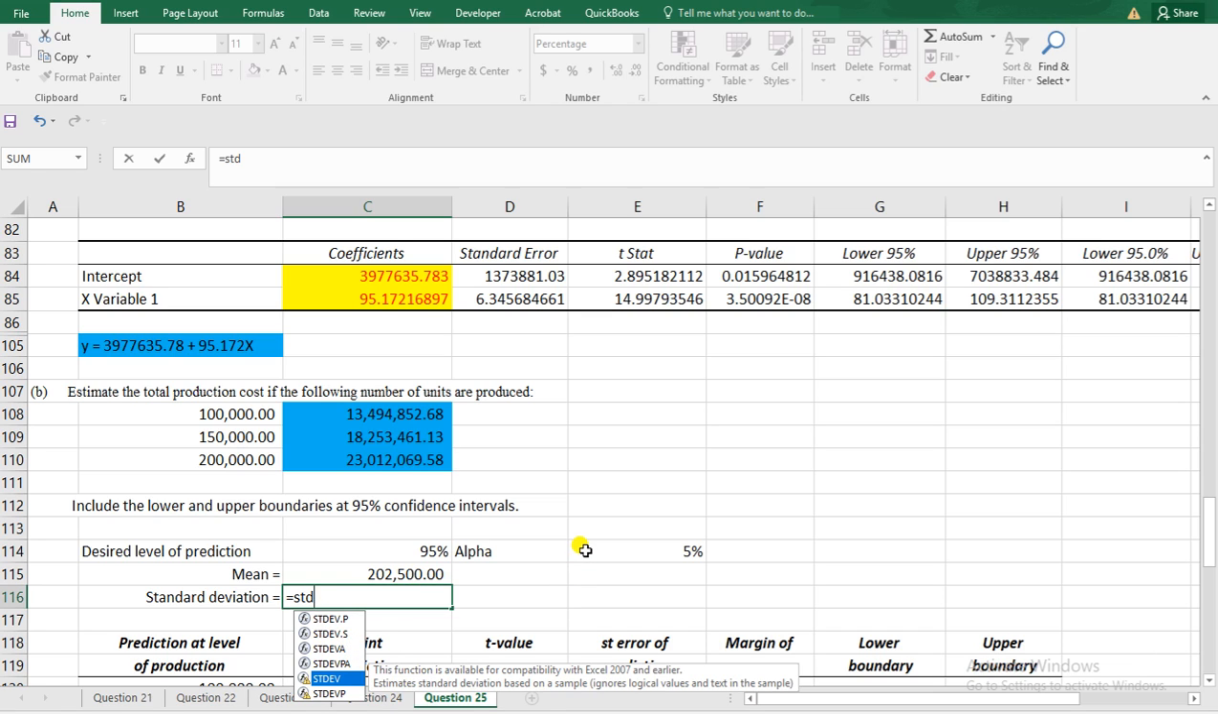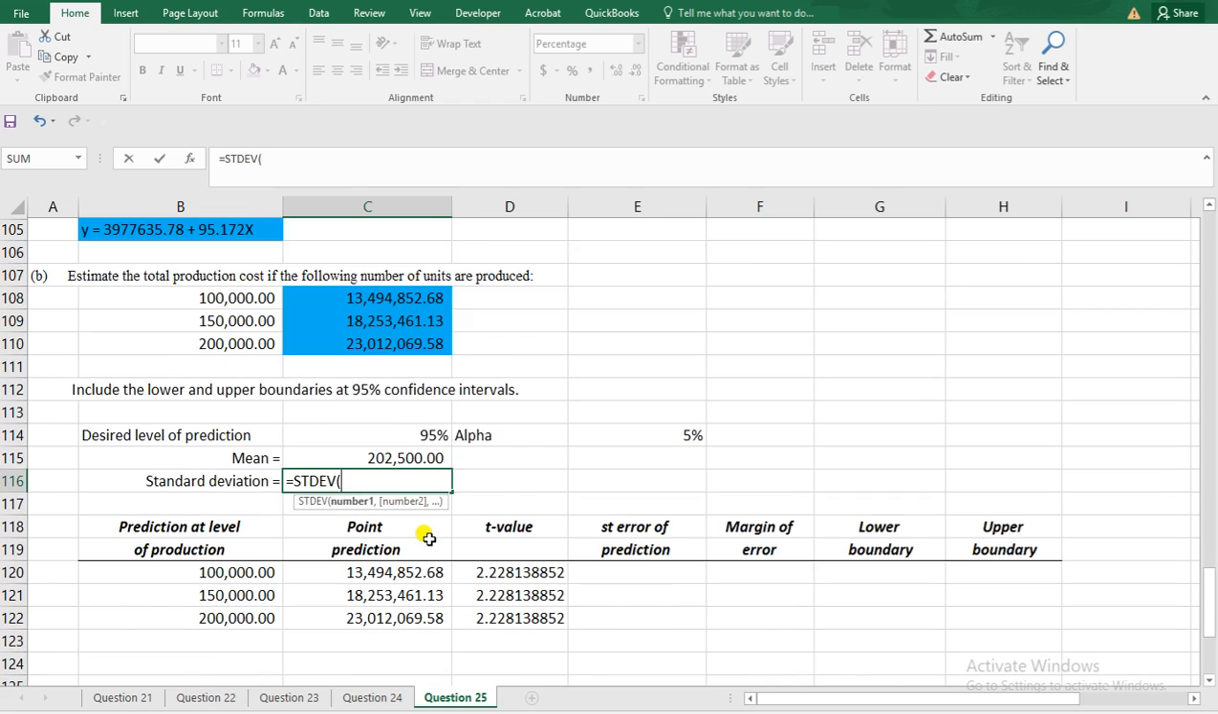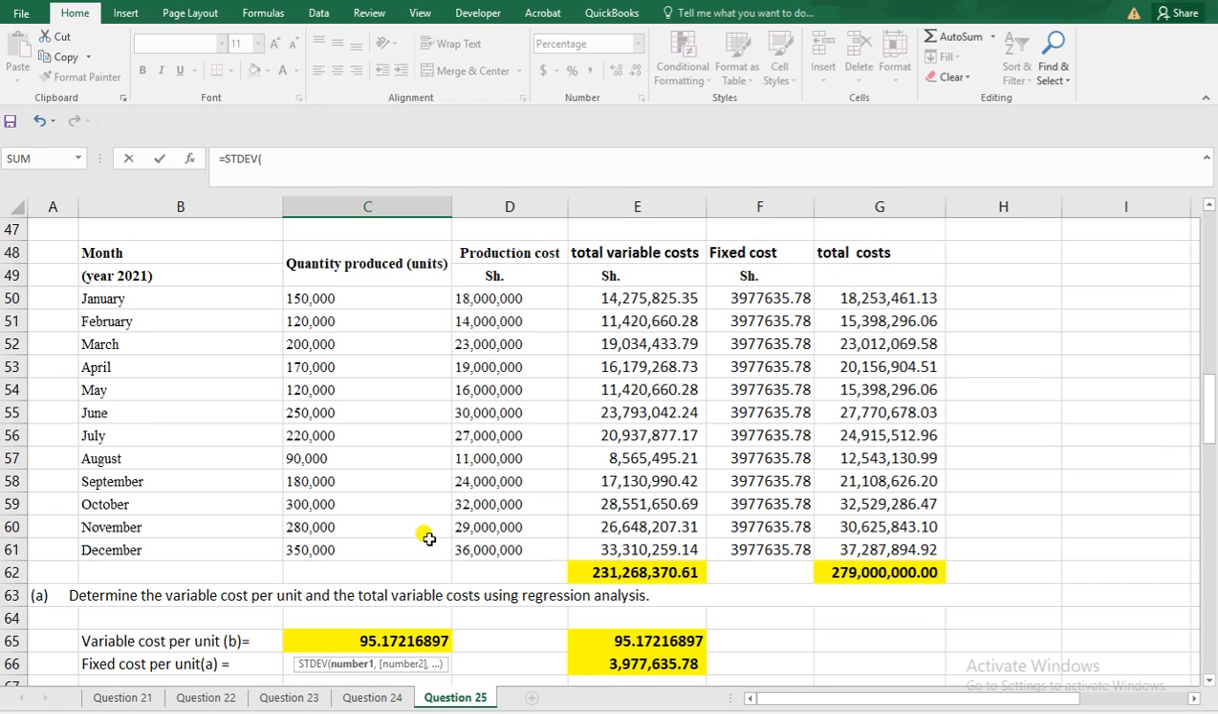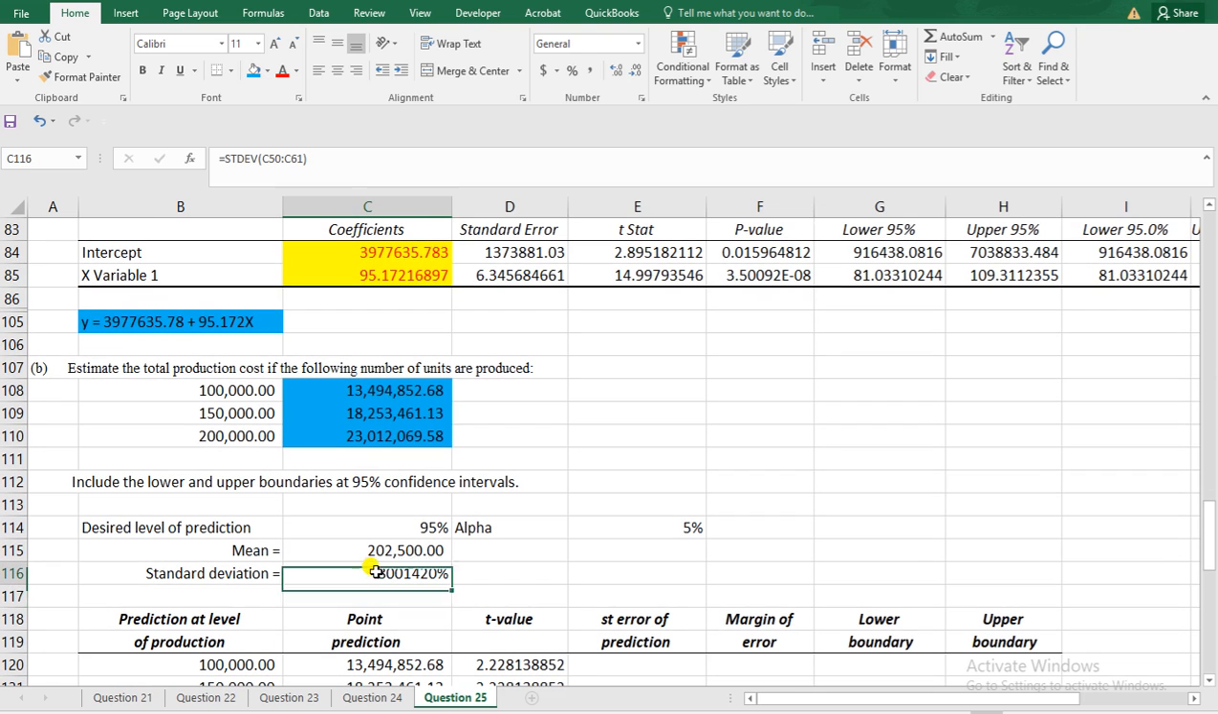Yeah, so I do tab. I need the standard deviation of the values of x, which ideally is at this point here, right? Enter. So once I have the standard deviation, remember this is not a percentage but a value.